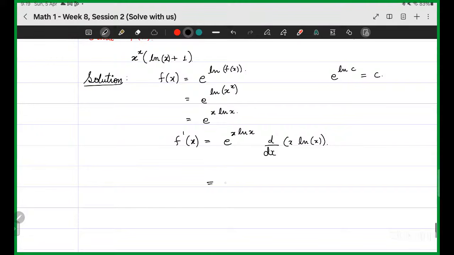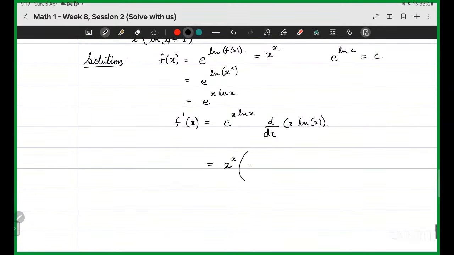I leave e to the x. So e to the x log x, I can once again write it as x to the x, because here we have made that this is x to the x. I'll just undo the thing. But d by dx of x log x is something that I know using product rule, which is 1 plus log x. I've skipped a few steps.